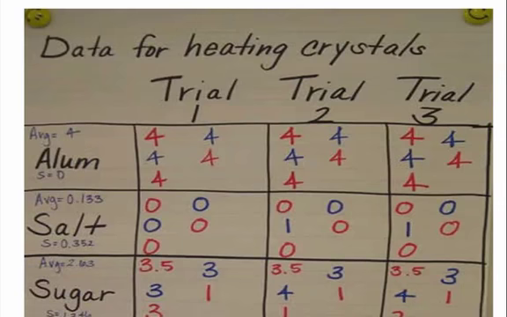Now this is another data table, a little bit less clear as to what they're trying to do, and they're heating crystals, and there's some numbers, but I'm not really sure what any of the numbers mean, and why are some of them red and some of them blue. There's a little less information here.